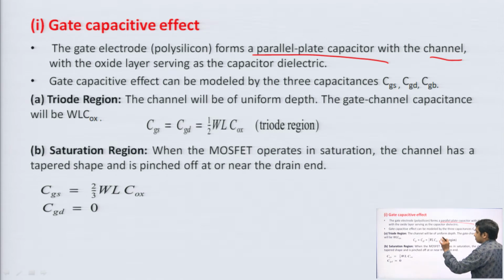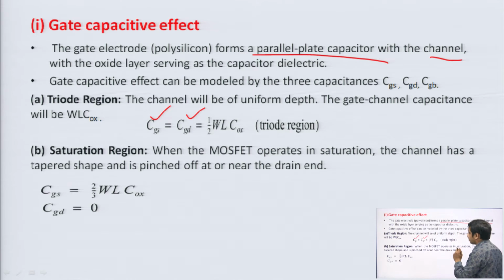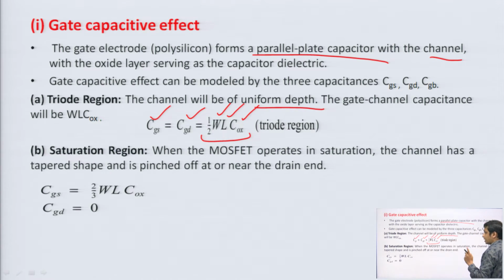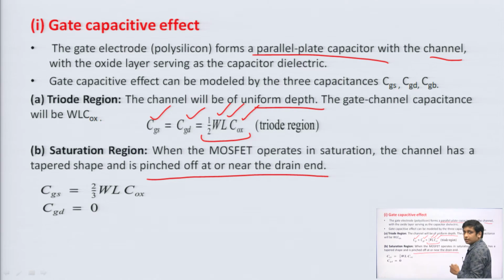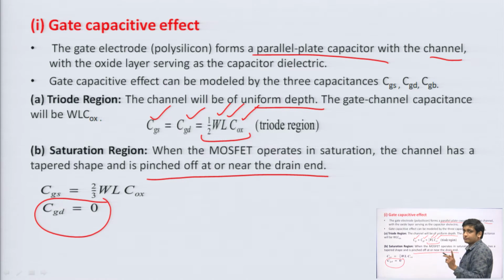Fine. So, the value of gate to source and gate to drain capacitance in triode region is 1 by 2 W into L into COX. W is the width of the channel, L is the length of the channel, COX is the oxide capacitance. The value is approximately the same because in triode region the channel is of uniform depth, but in saturation region, since the channel is pinched off at the drain end, the gate to drain capacitance is 0 in the saturation region.